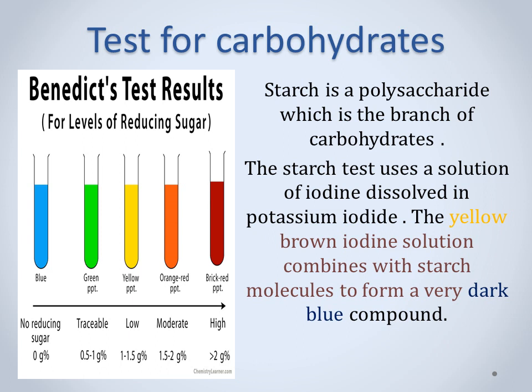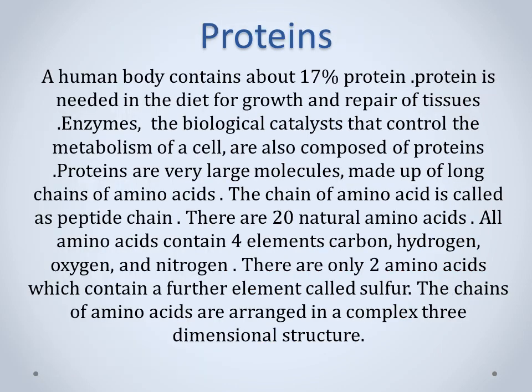Now, we have a test for carbohydrates, to see whether starch or carbohydrate is present in a component of food or not. Starch is a polysaccharide, which is a branch of carbohydrates. The starch test uses a solution of iodine dissolved in potassium iodide. The yellow-brown iodine solution combines with the starch molecules to form a very dark blue compound.